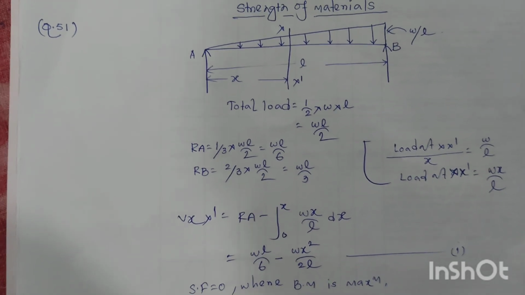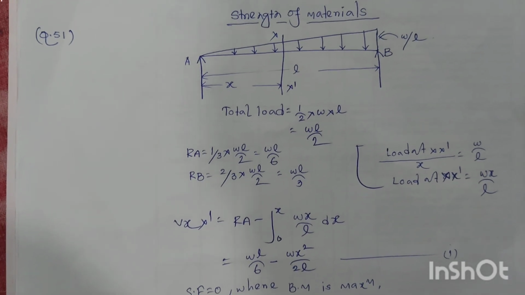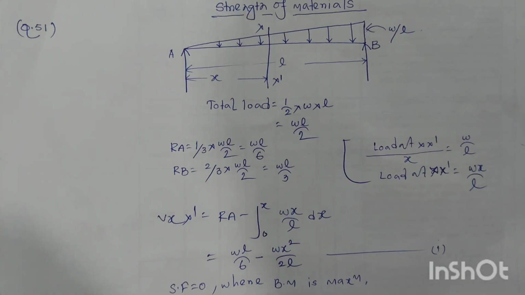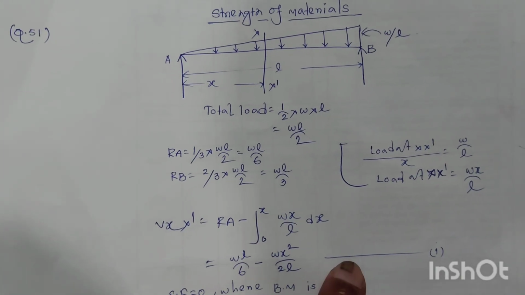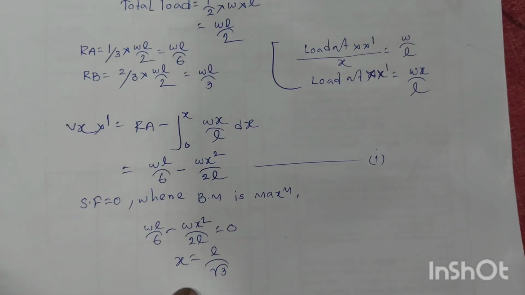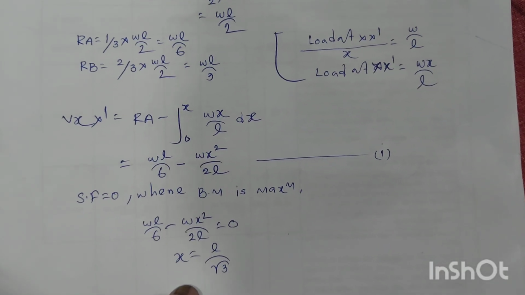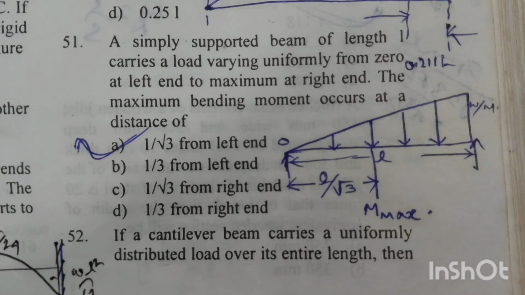Now we have to determine the maximum bending moment from the left end A. We know shear force is equal to 0 where bending moment is maximum. So equation 1 will be equal to 0, and if we calculate, x will be equal to L by root 3. Option A is the right answer.